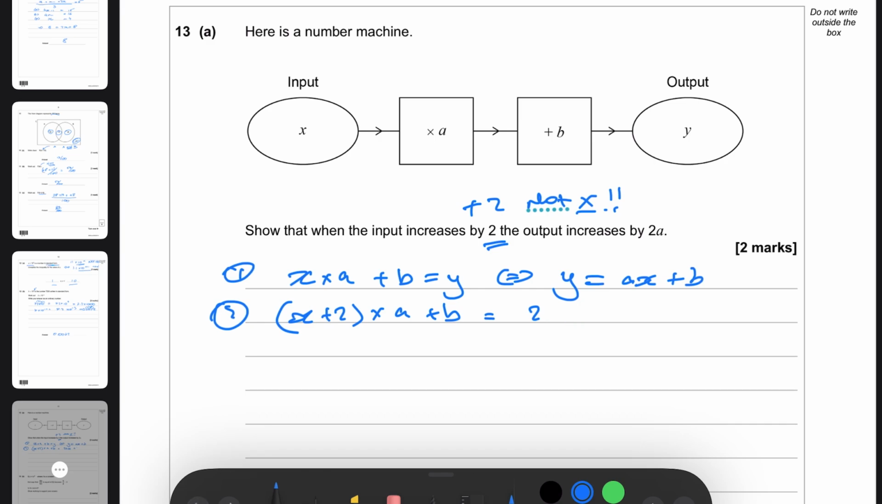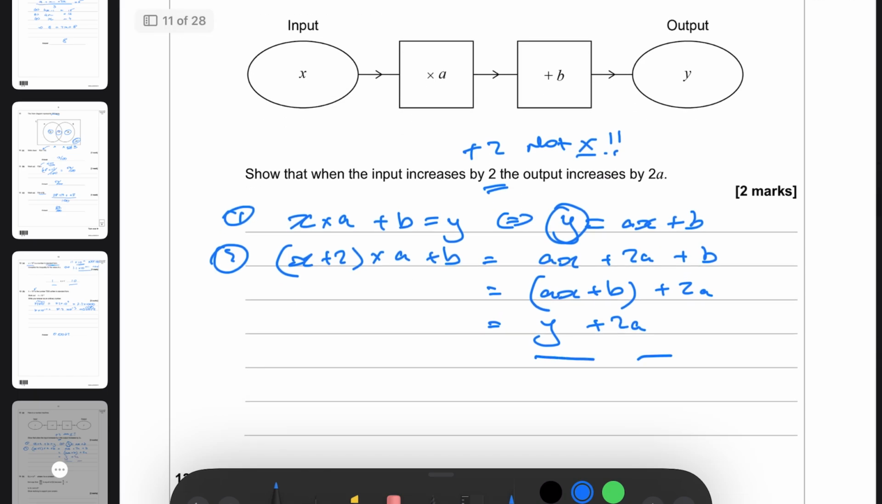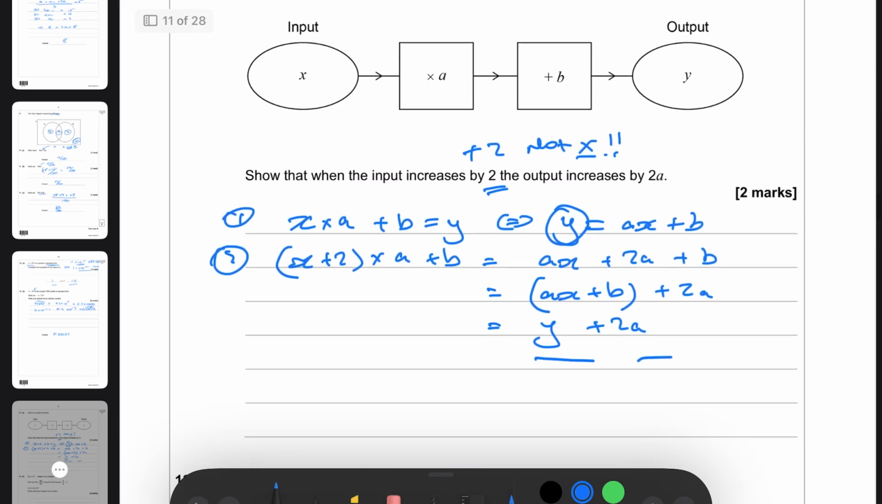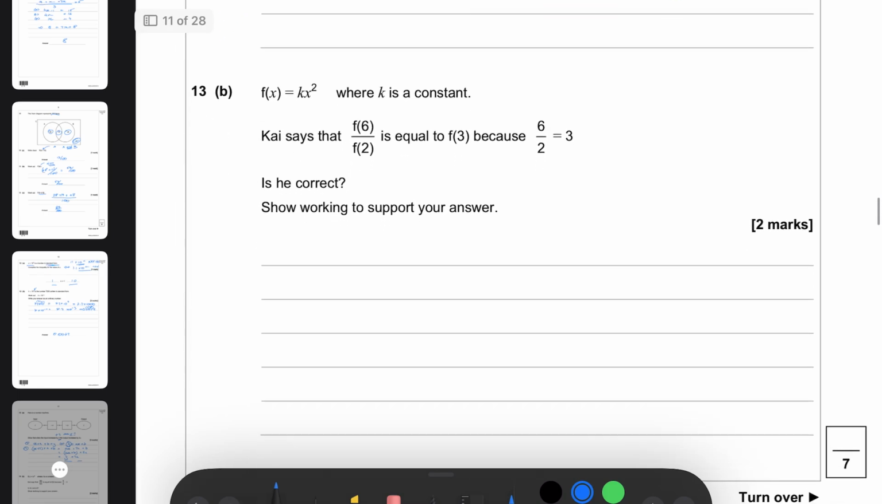Very sorry, this is not at all right. So, it's ax plus 2a plus b, which in turn is equal to ax plus b plus 2a. We can see that this ax plus b is simply equal to y, so we substitute y into it and we have y plus 2a, which is pretty much what you wanted to show. So this is it.